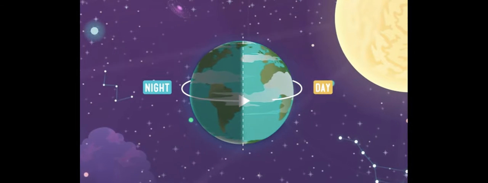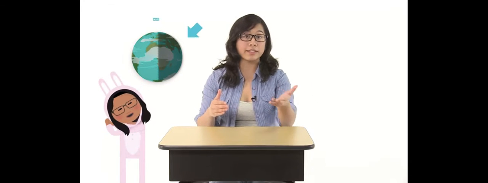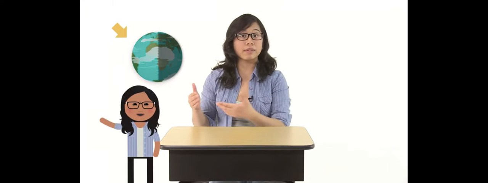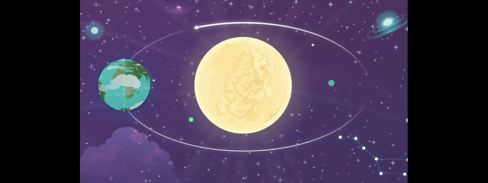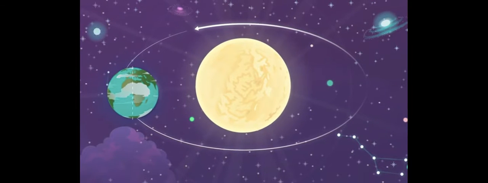Every day, all year. If you're on the side of the Earth that's facing away from the sun as the Earth is spinning, it's night. If you're on the side facing the sun, it's, you guessed it, day. Now, hold on tight, because the Earth is actually moving in more ways than one. At the same time that the Earth spins on its axis, it also orbits or revolves around the Sun.